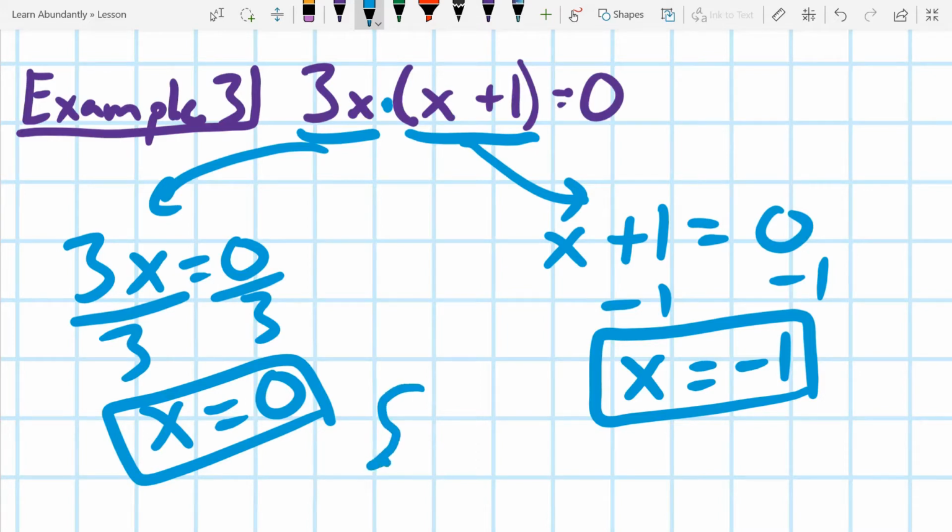If I wanted to write them as a solution set with little curly braces, I could go ahead and write 0, comma, negative 1. I could have put negative 1, comma, 0 because the order doesn't matter. These aren't x's and y's. This is just a list of the x's.